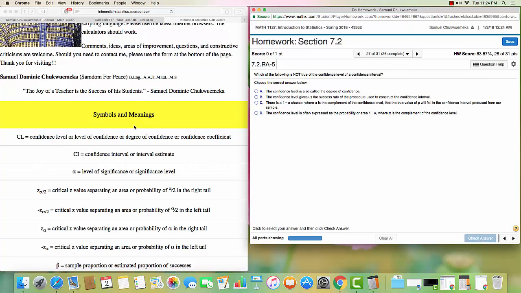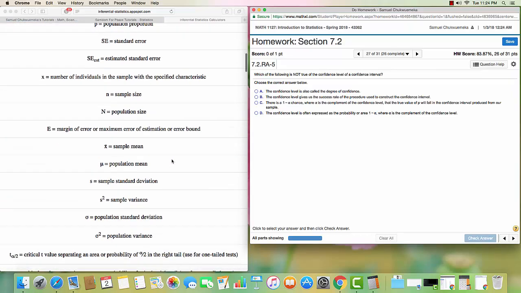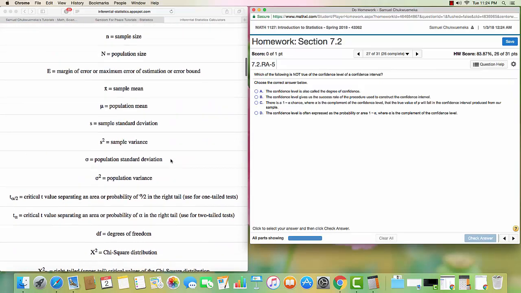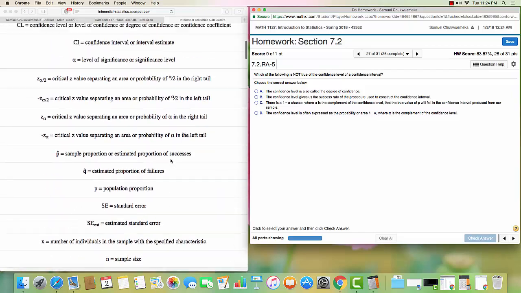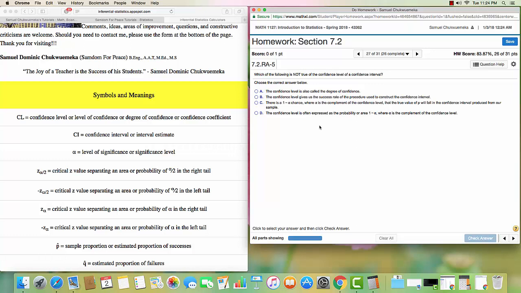I try to see everything that can be called that. See, a confidence interval is also known as interval estimate. Okay. I think there's another one about the lower confidence limit, upper confidence limit. Okay. So A is eliminated. It's not it.